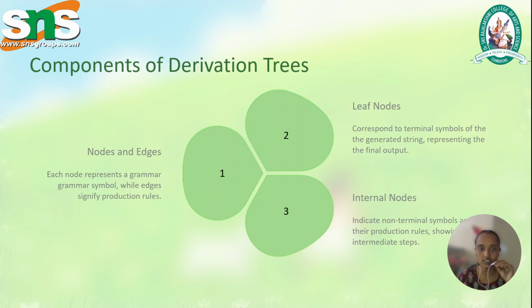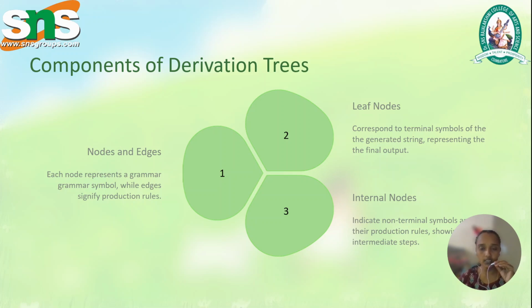The second component is the leaf node. A leaf node corresponds to the terminal symbols of the generated string. It represents the final output. This is the second component.